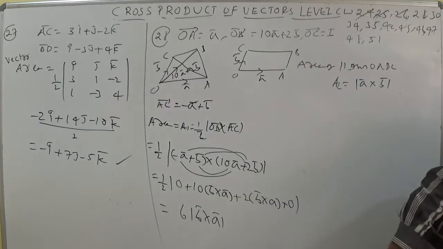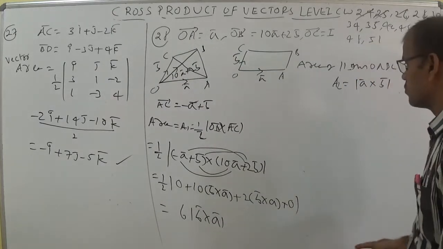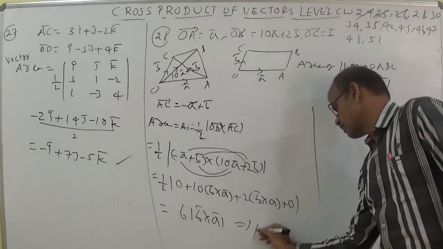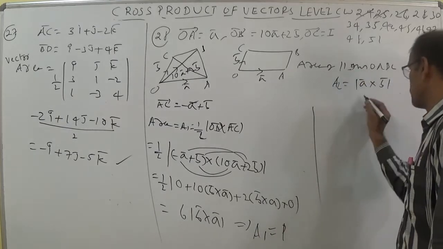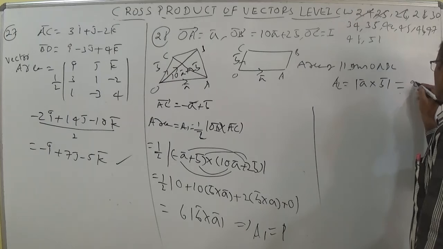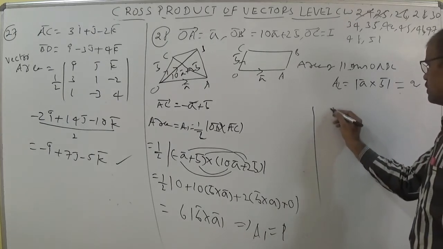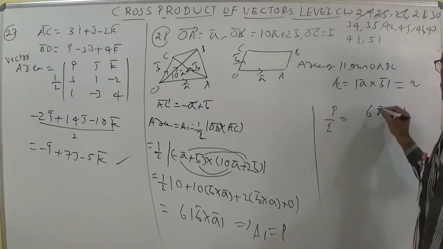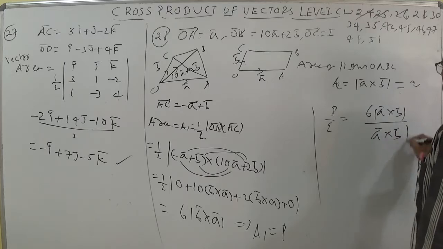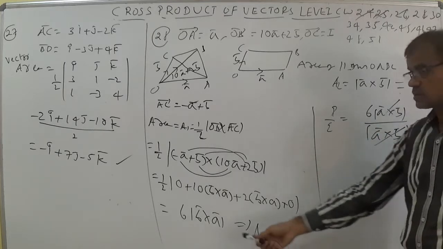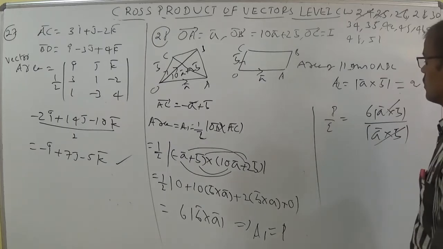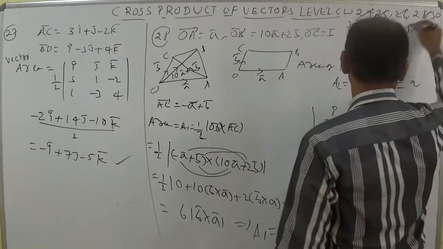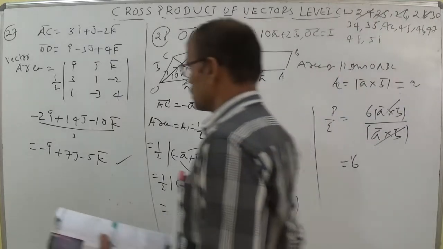He is asking for the ratio P by Q. He named A1 is equal to P and A2 is equal to Q. So P by Q value is 6 modulus of a bar cross b bar over modulus of a bar cross b bar. A bar cross b bar and b bar cross a bar are the same in magnitude, whenever it is positive. So the answer is 6. 28th completed.